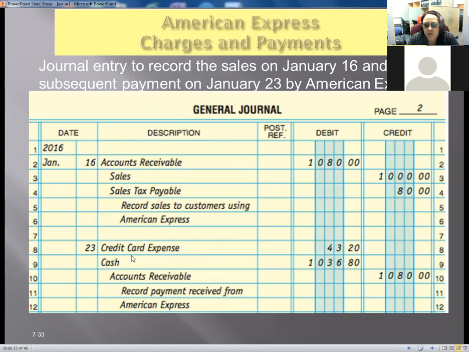Credit card expense, you expense it as you receive the inflow of cash. It's called the matching principle. And that's helpful in this area because when you get the cash, you want to go ahead and apply your expenses to offset that sale.